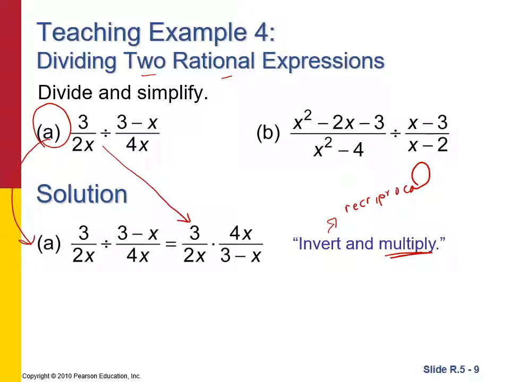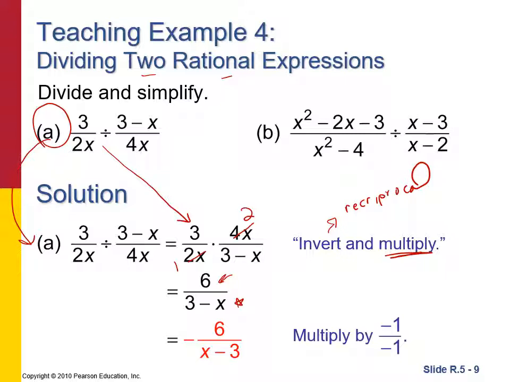Okay, and so let's try to reduce here. 2x can go into itself once, and it can go into 4x twice. And so we're going to reduce, right? And so now we just have 3 times 2, which is 6, and 3 minus x, which is this right here.